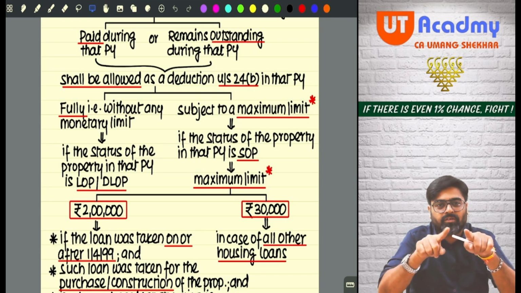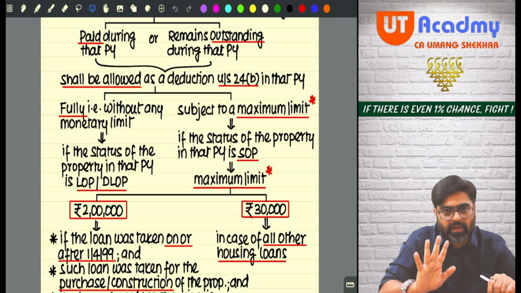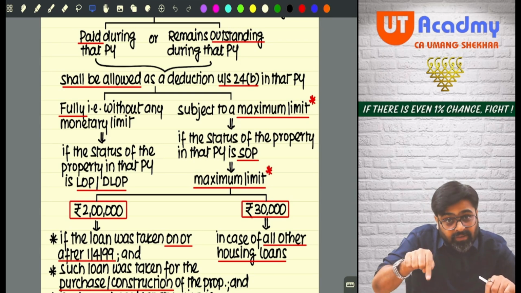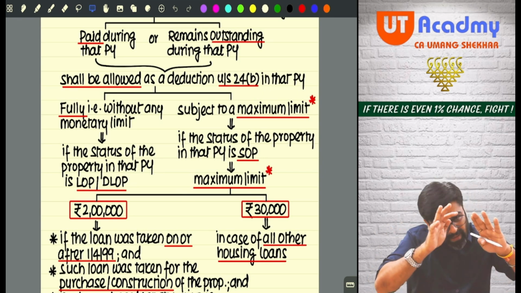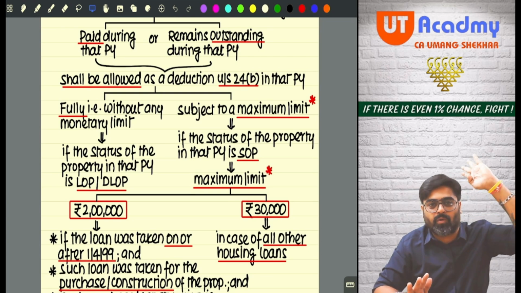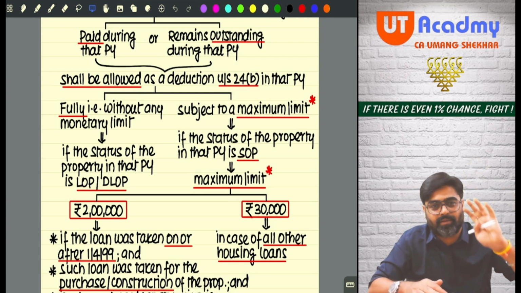So this year, what was the status of the property? LOP or DLOP? And this year's interest for this LOP or DLOP, whatever interest becomes due in this year, the full amount will be allowed as a deduction without any monetary limit.